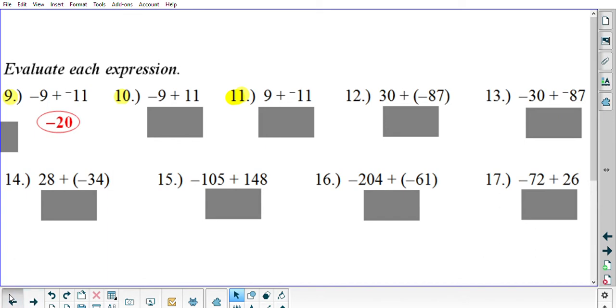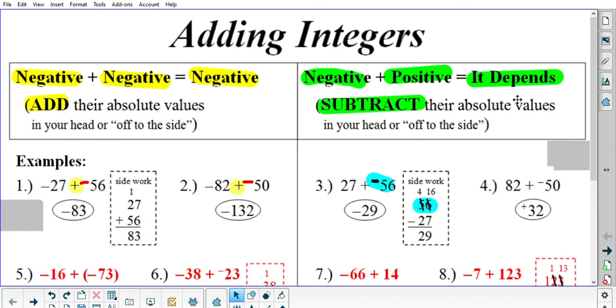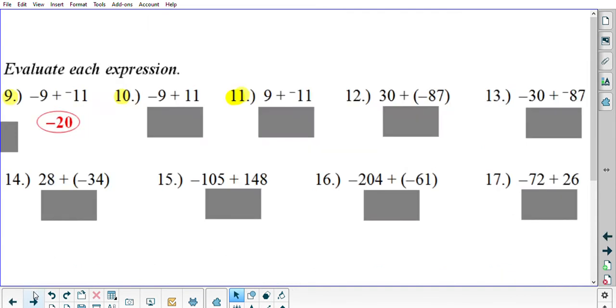So that's the scenario that was at the top right of your guided notes, where I have it highlighted in green here. One number's negative, the other number's positive. You're going to subtract in your head. So you're going to think 11 take away 9. That would be 2. Should it be positive or should it be negative?